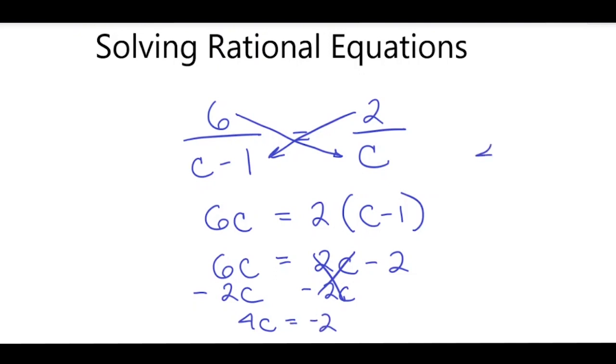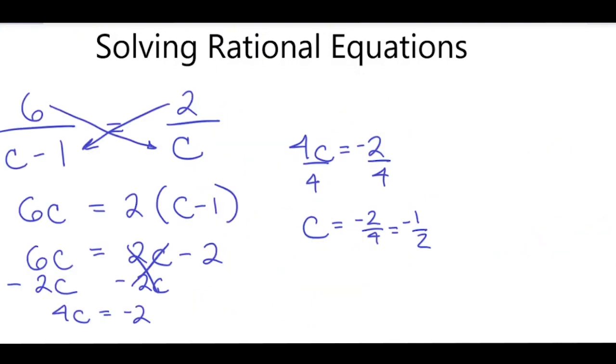Well, we'll bring that over here. 4c is equal to negative 2, and I'll divide both sides of the equation by 4. And I'm left with c is equal to negative 2/4. If I reduce that, that's negative 1/2. So I need to plug that in to make sure it works. So slide that over. So if I plug that in, I have 6 over negative 1/2 minus 1 is equal to 2 over negative 1/2.